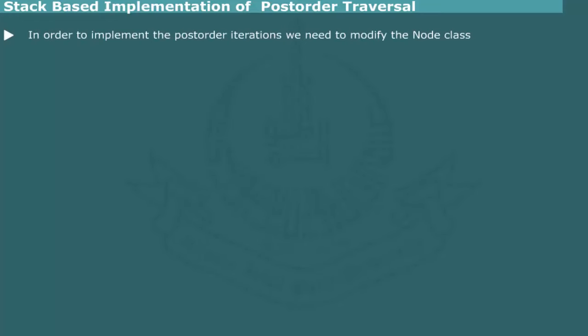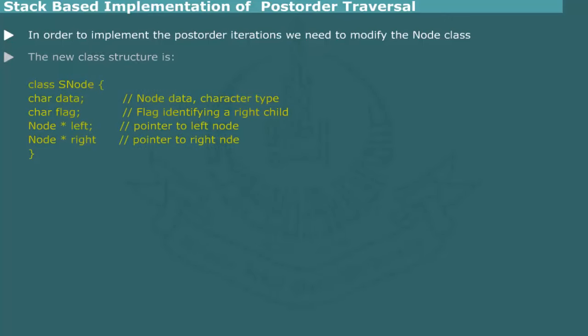In order to implement the post-order iterations, we need to modify the node class to include a flag, which can be a $ sign for a right child and space otherwise. The new class structure is shown in the figure. It is renamed as snode to make a distinction. The code for implementing the post-order procedure using a stack is shown in the demonstration.